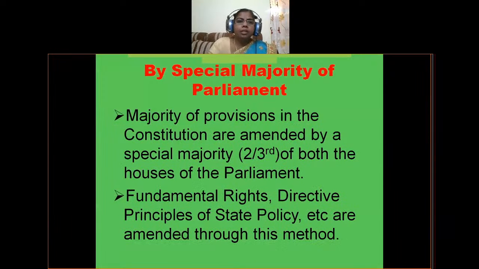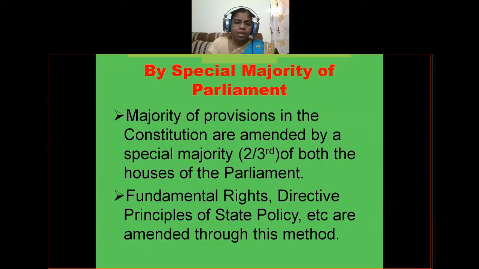Okay, so let us learn about special majority of parliament and what are the constitutional provisions that can be amended through special majority. So let us see what special majority means. A majority of provisions in the constitution are amended by special majority of both the houses of the parliament. So what does special majority mean? 2/3 members of both the houses of the parliament, both Lok Sabha and Rajya Sabha, have to approve those amendment bills. So then only they can be changed.